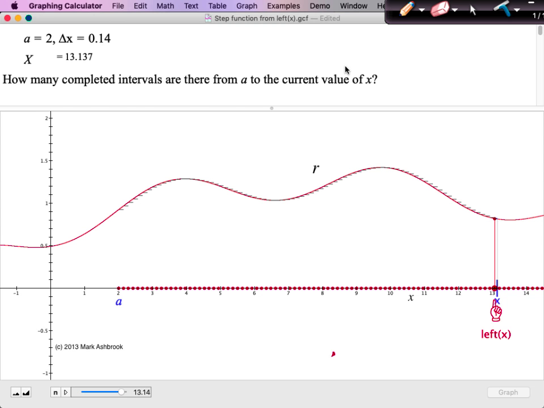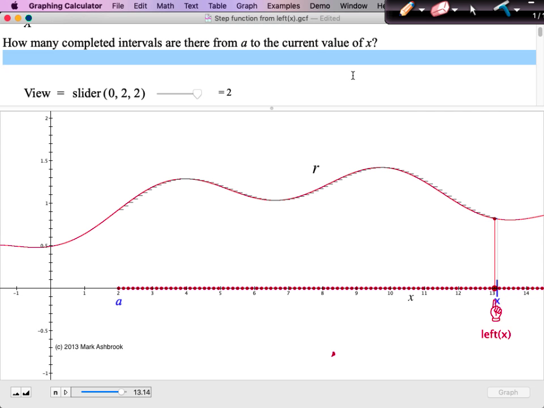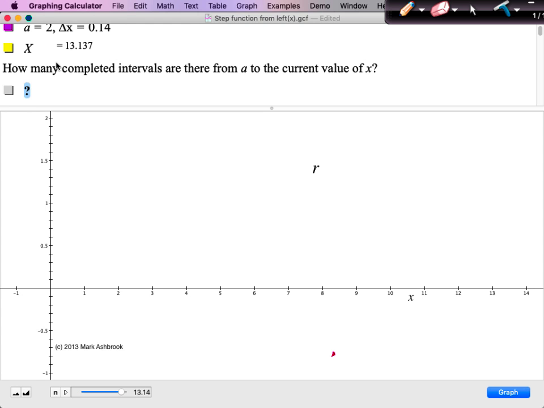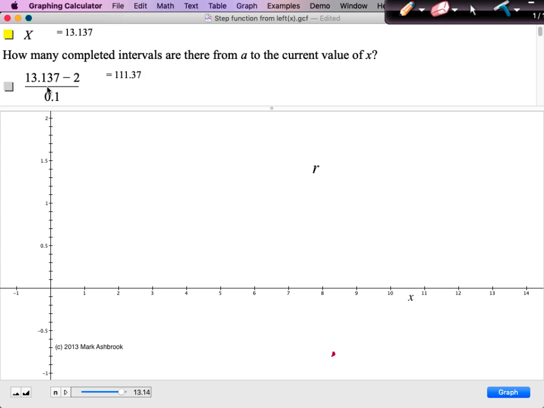So let's do that. So you did 13.137 minus 2 all over 0.14. And then you get 79.55. So how many completed intervals? 79. You're not going to round up? Or no?